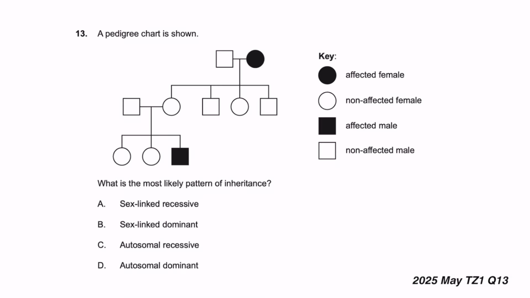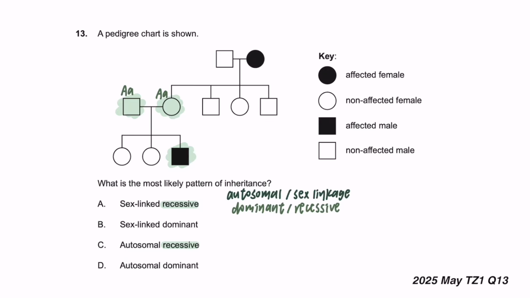When we have to study the two different inheritance patterns, one is either autosomal or sex linkage, and the other one is either dominant or recessive, we first have to study whether the trait is a dominant or recessive trait. When we look at these two non-affected parents, they can produce an affected son. This result shows that the two parents are heterozygous because only heterozygous parents can produce offspring with different traits. Since these two parents are heterozygous and non-affected, the affected trait is a recessive trait.